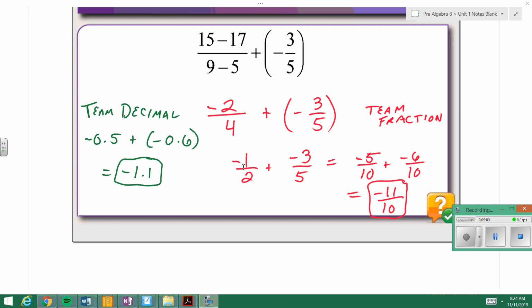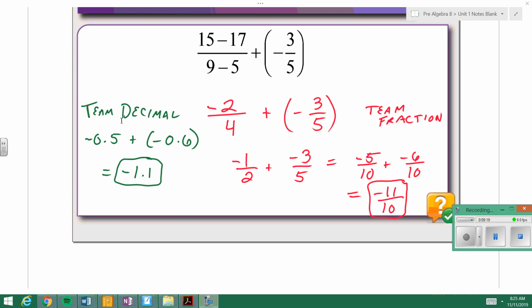That simplifies to negative 1/2 plus a negative 3/5. I need a common denominator before I add. Negative 5/10 plus negative 6/10. They're both negative. Signs are same. Take the sum, a negative 11/10.